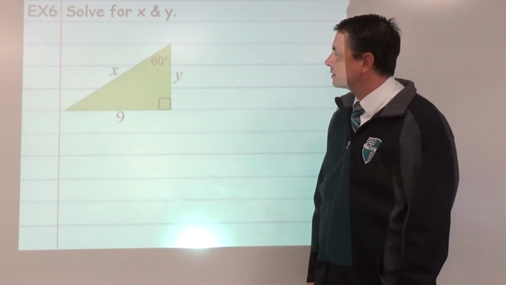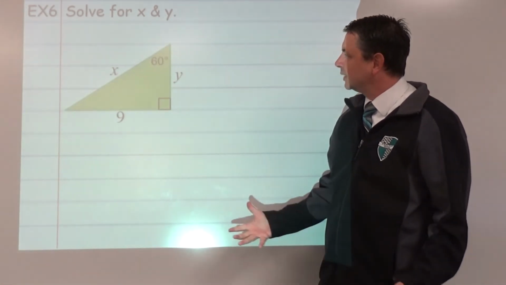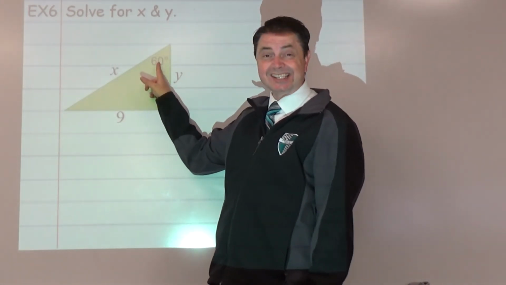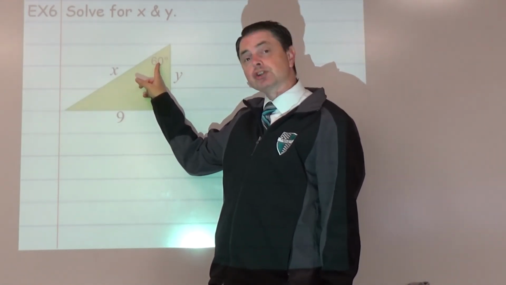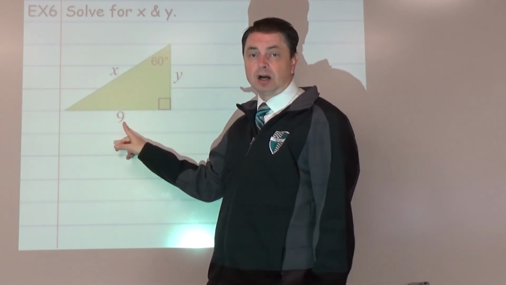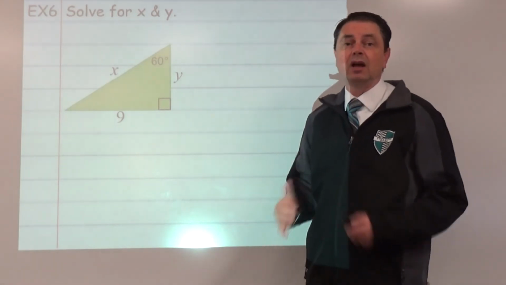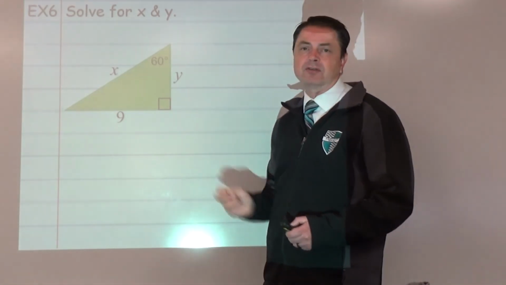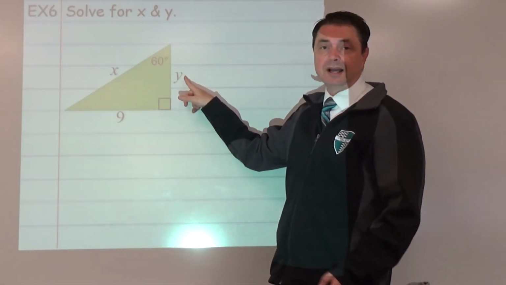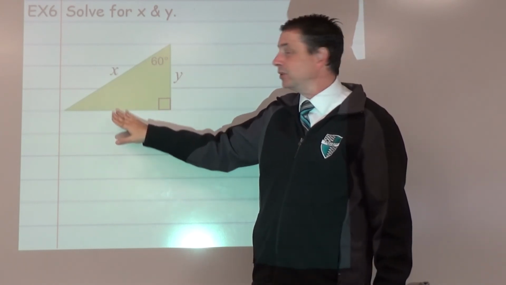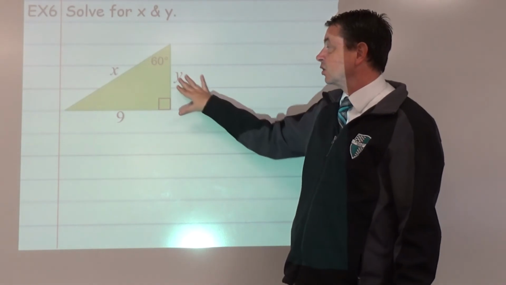Example number 6. What do we have this time? We've got one of the legs. Which one is it? It's opposite the 60, which is the larger of the two acute angles. So this is the long leg that we have. We want to go after the short leg. Anytime we have a missing short leg, go after the short leg. So we want to go after y. So we're going from the long leg, the more complicated one. So we would need to divide by the square root of 3.